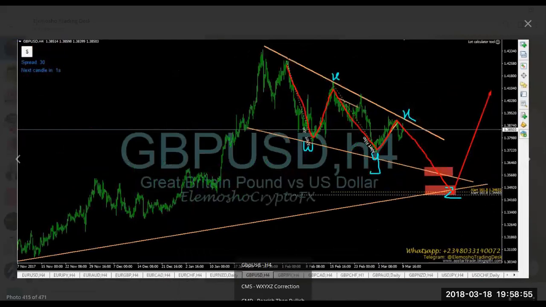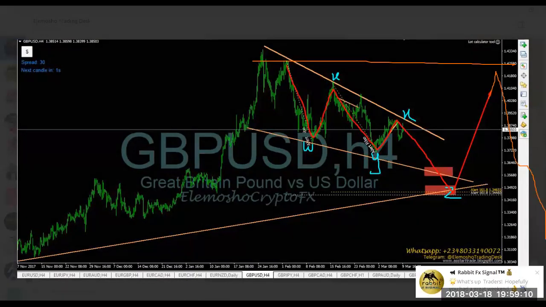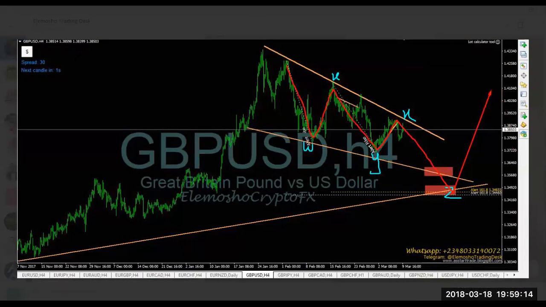price, after it gets here and rejects it, we are expecting it to come down to this level before it goes to the upside, then reject around this zone, reject around this area, before eventually starting the bearish trend to the downside. So those are my expectations. Let us go to the MT4 and see what price has eventually done.